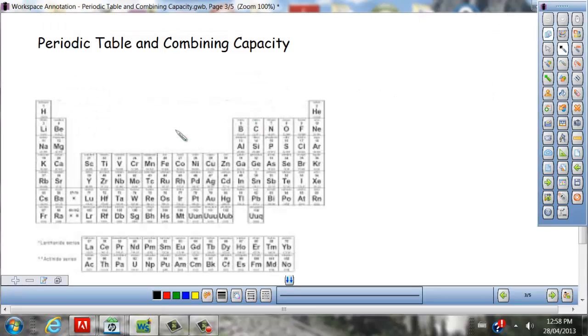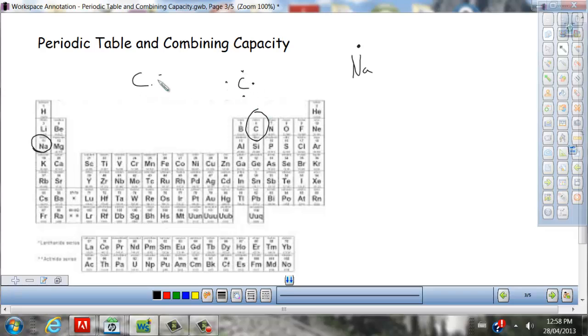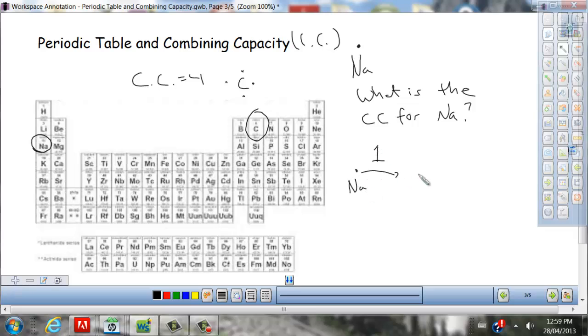Now, what do we say about sodium? Sodium's Lewis dot diagram is this. If carbon has a combining capacity of 4, Cc equals 4, what is the Cc for sodium? And the answer is 1. Sodium will lose its 1 electron.